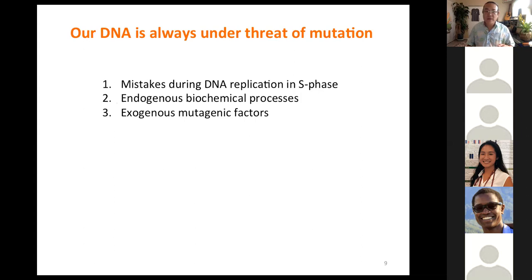Or even more fundamentally, just the very fact that in order for our cells to replicate, we have to make copies of our genome to be able to make two daughter cells. Mistakes that happen during DNA replication in S phase is a very real threat of actually getting mutations that start a cell transforming.